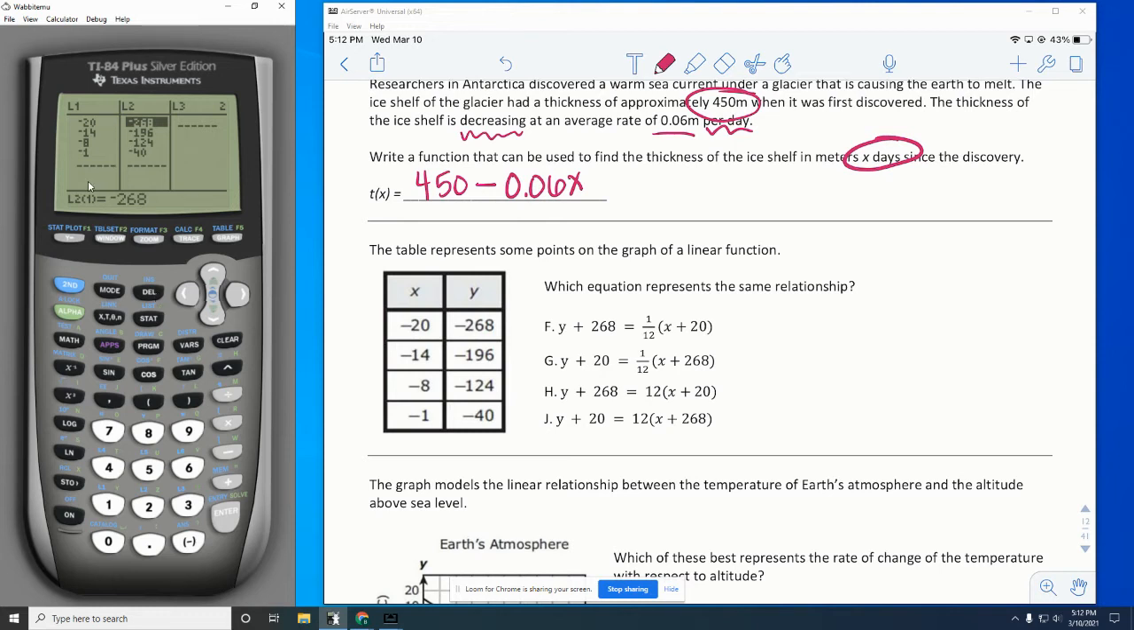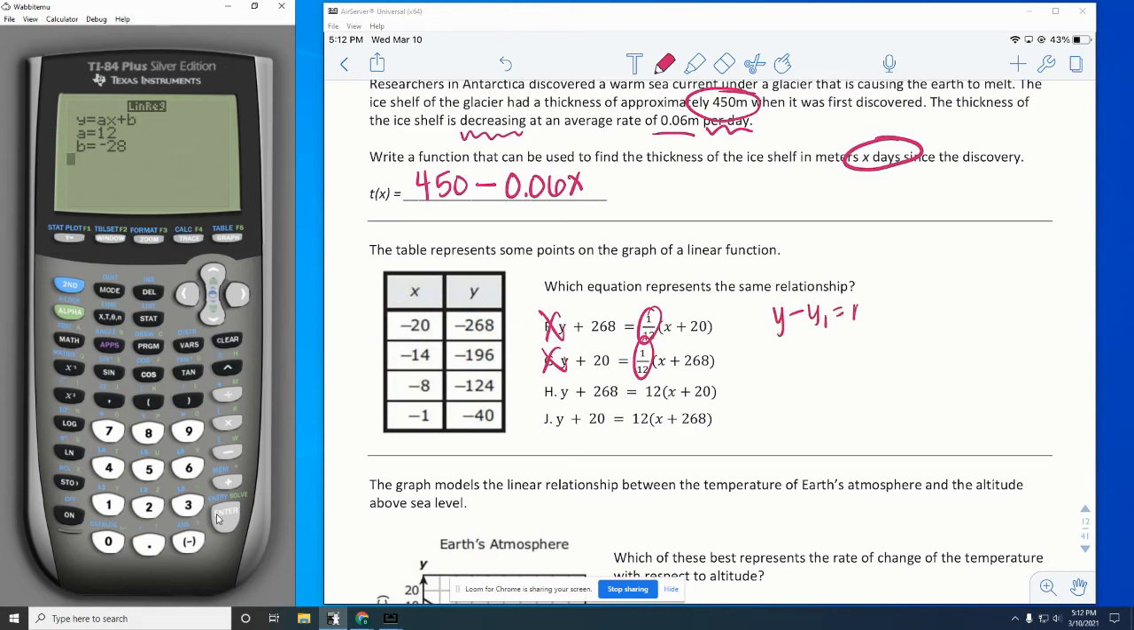So we put our tables in, and then StatCalc 4. So I can see my slope needs to be 12. So F and G are going to be out because they don't even have the right slope. Now I'm looking to see which of these, H or J, has a point written correctly.